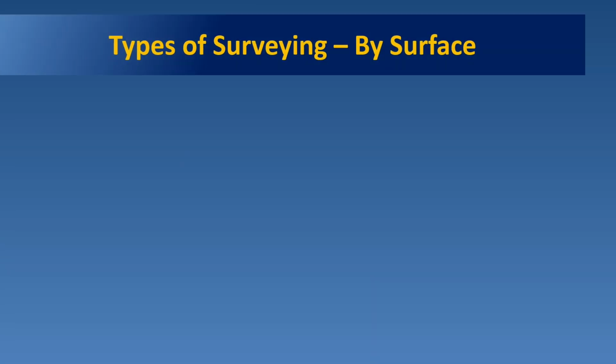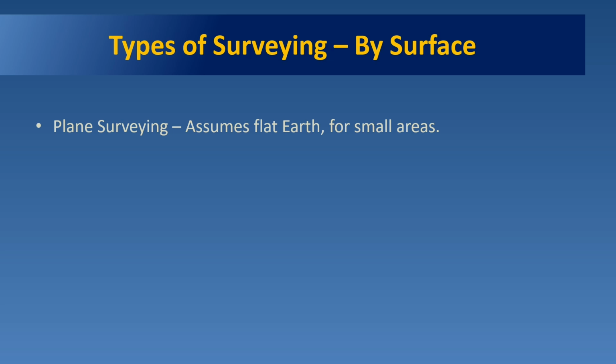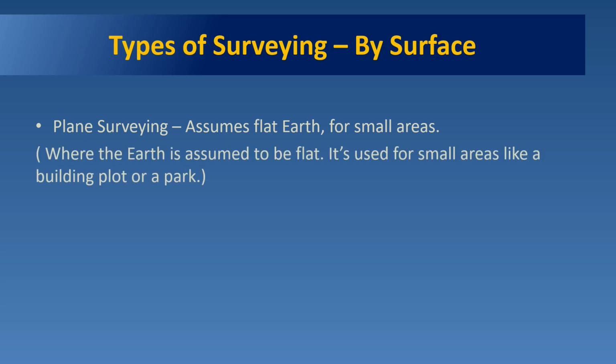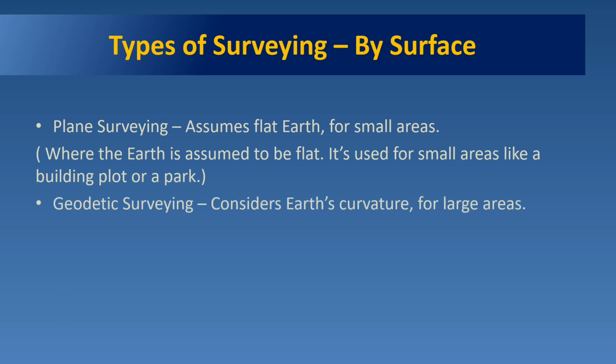Now, types of surveying by surface. There are two main types of surveying based on the area covered. First is plane surveying, which assumes the earth is flat. This works well for small areas like a house, plot, or a school campus. Then we have geodetic surveying, which takes the earth's curvature into account and is used for large scale projects like national highways or regional maps.